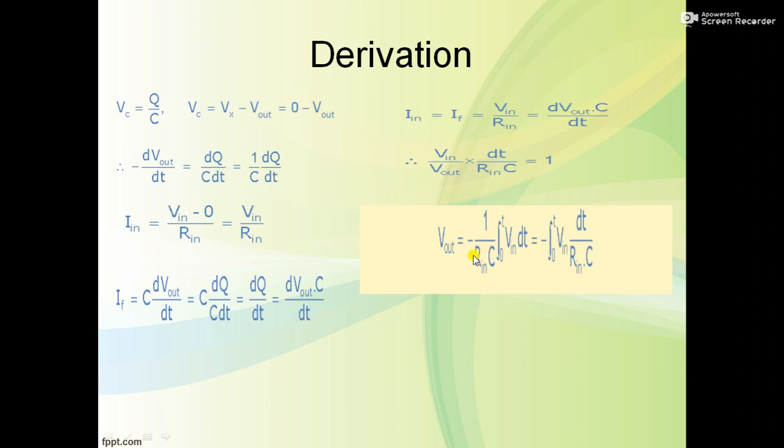Here the product of Rin into C, the resistor and capacitor, is called the time constant of the integrator circuit. So this is about one more important application where the op-amp is used as an integrator amplifier circuit.